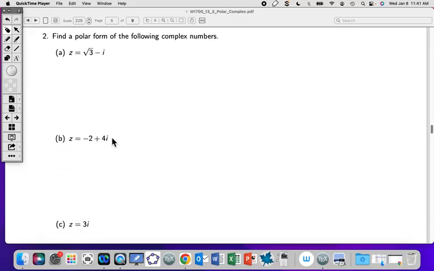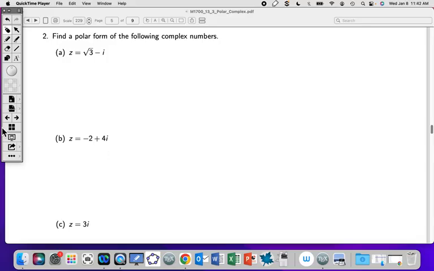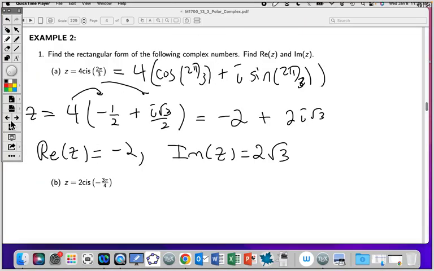Now, for this next example, it says find a polar form of the following complex numbers. These are the same numbers we had back in the first example. So let me go back to the first example here. Let's go back.